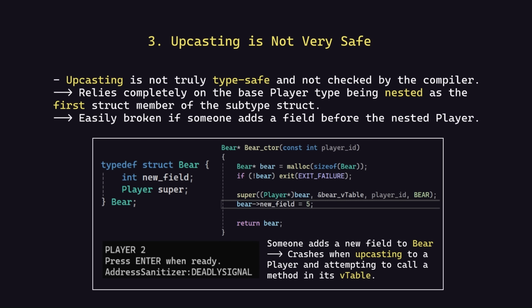3. Upcasting in our implementation is not truly safe or type-checked by the compiler. It relies on the base type struct, player, being nested as the first member of the subtype struct, so the memory at the address of the subtype has an identical layout to the player type. This can easily be broken if someone accidentally adds fields before the super player field. Then you would get some wacky behavior if you upcasted a subtype to a player, most likely a seg fault.